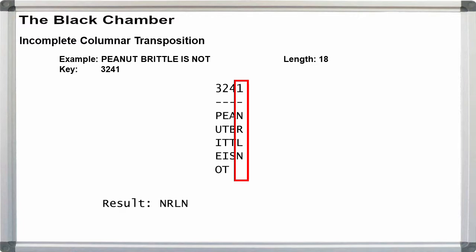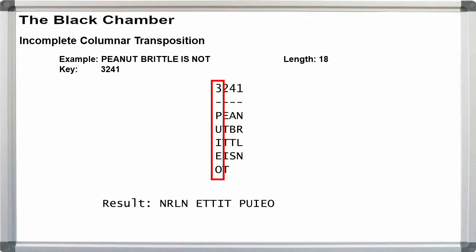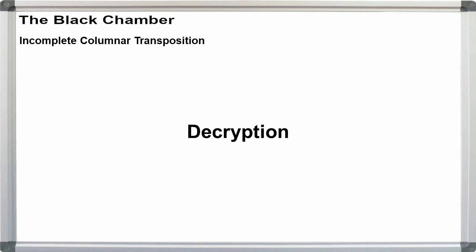For 1, NRLN. For 2, ETTIT. For 3, PUIEO. For 4, ABTS. Giving us NRLNE, TTITP, UIEOA, BTS. As I mentioned at the top, decryption isn't as straightforward as for complete columnar.